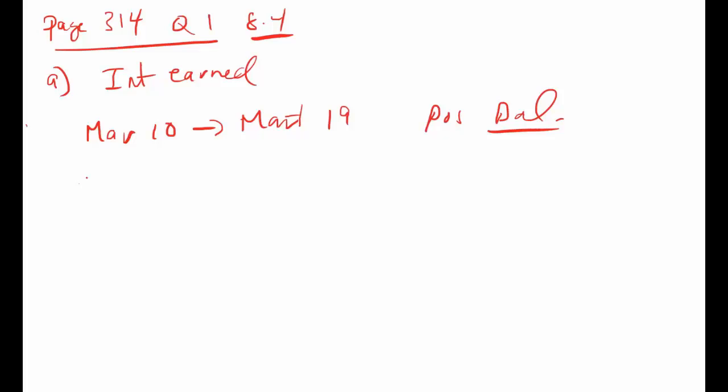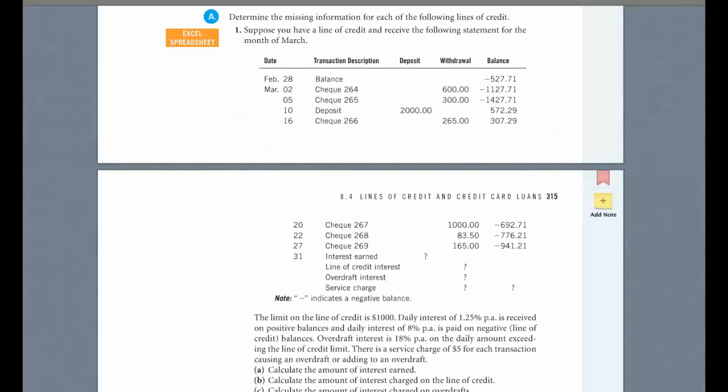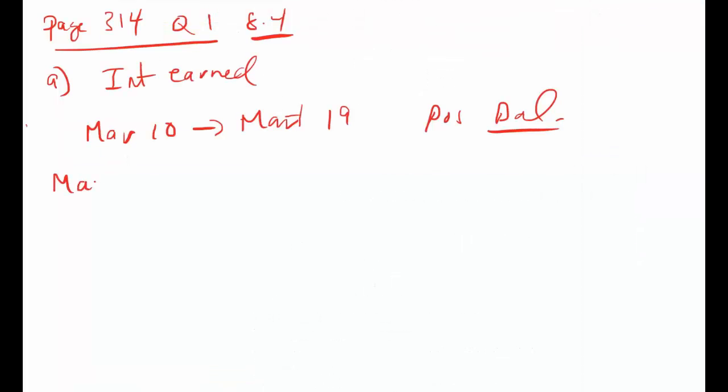However, the balances change. So from March 10th to the 15th, let's look. The balance changes to 307.29 on the 16th. All right, so let's go back to here. March 10th to March 15th, inclusive. Inclusive means including March 10th and including March 15th, because the balance changes on the 16th, so we must include the 15th. That's 6 days.